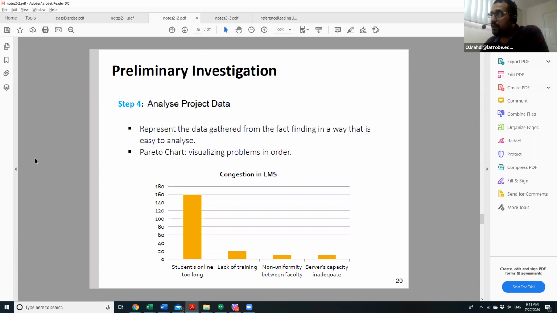Analyze project data: represent the data gathered from the fact finding in a way that is easy to analyze. In the next lecture, we're going to talk about what techniques we will use to collect data, such as the interview or making a questionnaire. These are just two ways of collecting data from people. Then we're going to use this data and put it in a figure for analysis. This is part of analyzing project data, the data that you collect from people about your project, visualizing the problem as well.